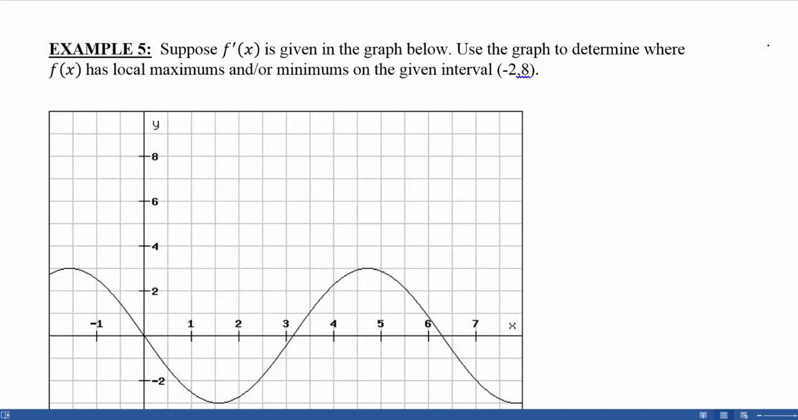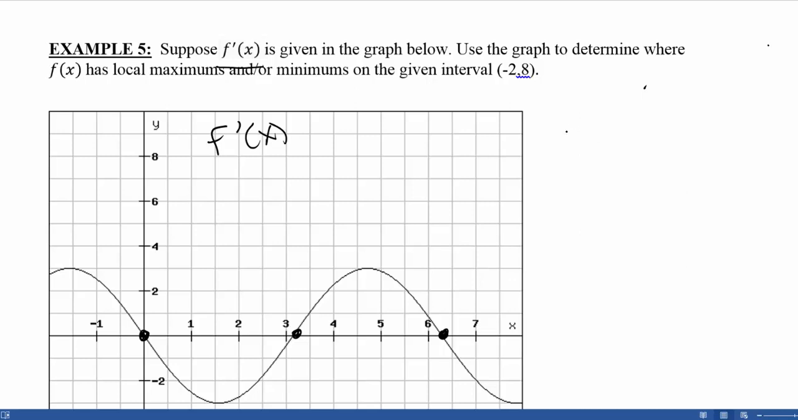So remember from before, we can find the critical points of our graph, which is the graph of f prime of x, by looking at where our graph crosses the x-axis. That's going to be our critical points. So here we have 3 critical points because again, this is the graph of f prime of x. So again, we can use the first derivative test to determine if these critical points are local maximums or local minimums by looking at how the sign of the first derivative changes.